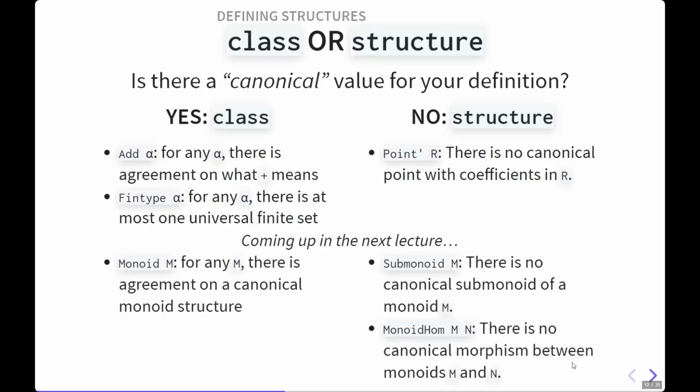But for things like submonoid, if you have some monoid M, there is no canonical submonoid of that monoid, because obviously there's the top submonoid, there's the bottom submonoid, there's probably some in between. None of those are canonical, and so therefore submonoid should not be a type class. And same for monoid hom, which is the type of morphism from one monoid to another. There's no canonical monoid hom. Maybe you can say the identity is canonical, but that only works when the two monoids are the same.